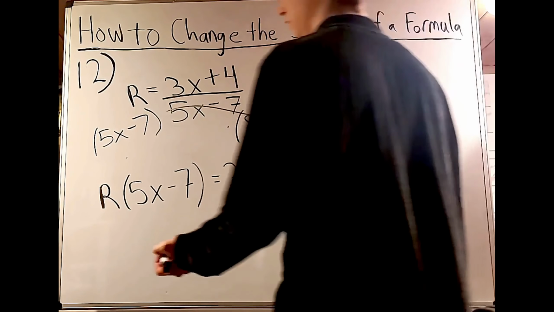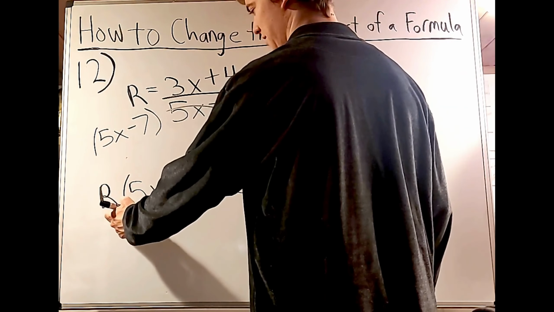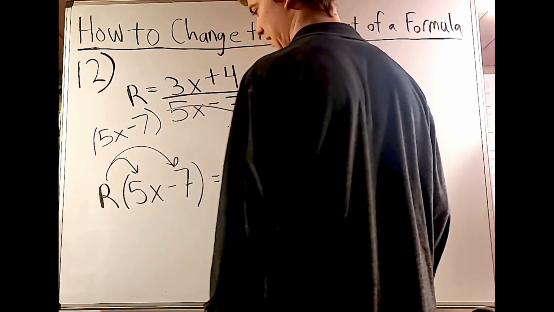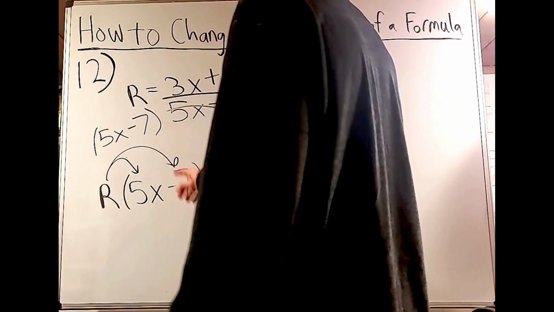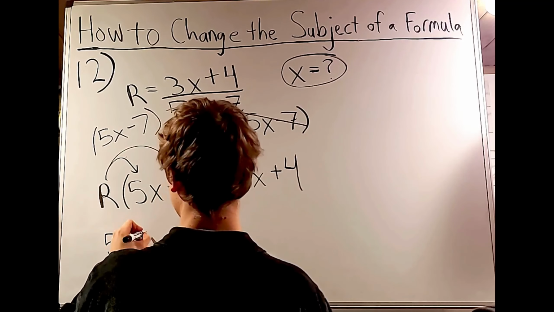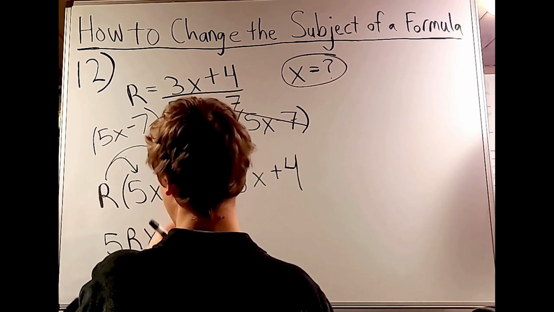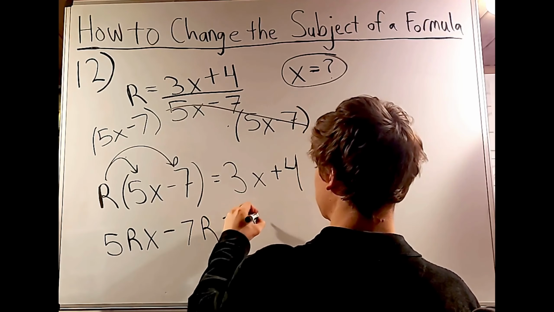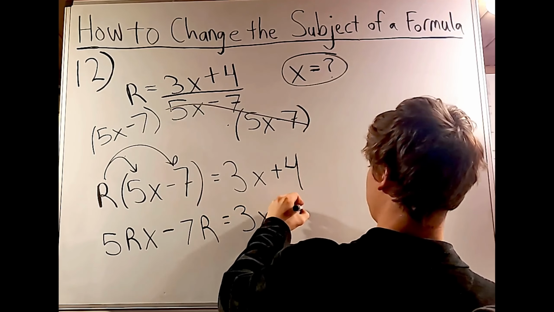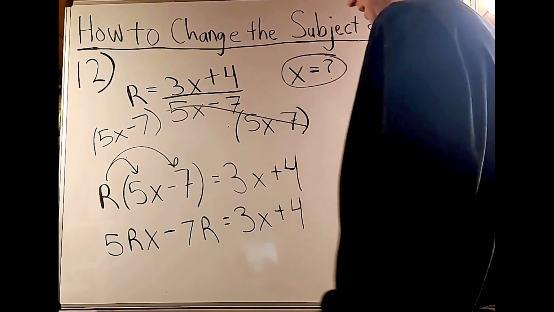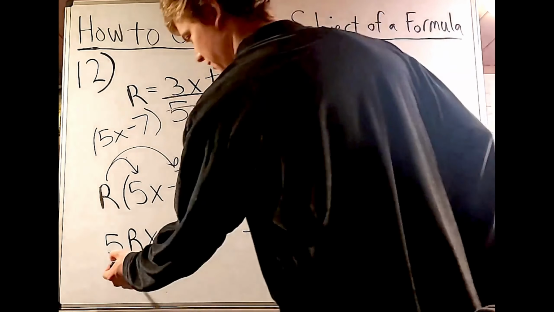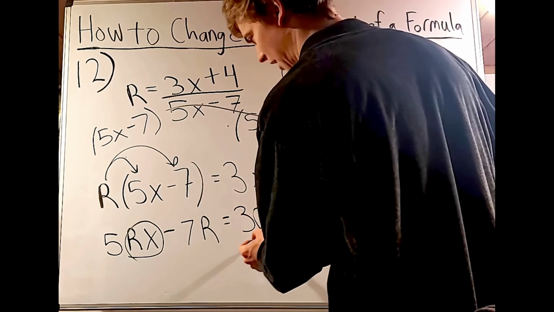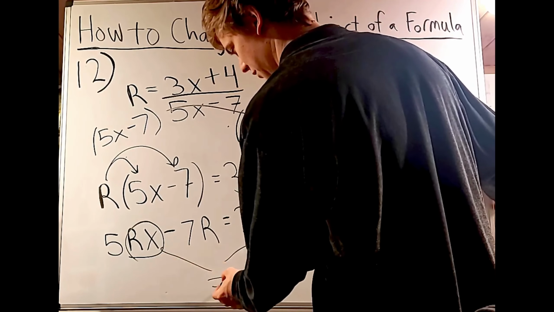Now, you might be wondering, would it be a good idea to expand the r with this? And yes, it would be a good idea. So we do r times 5x and r times the subtracted 7. What that's going to give us, interestingly, is 5rx minus 7r. That's going to equal, of course, this didn't change on the right side, our 3x plus 4. Now, of course, we want to isolate x, and we do have 3x. We need to comprehend one thing, is that 5rx and 5x are not the same thing, of course. Those do not equal each other.